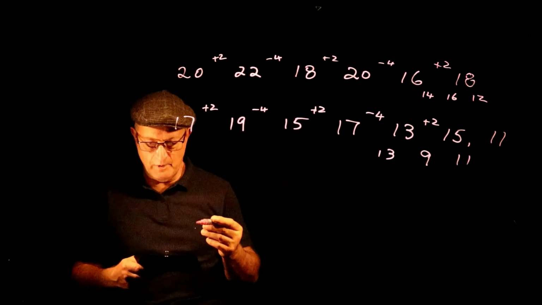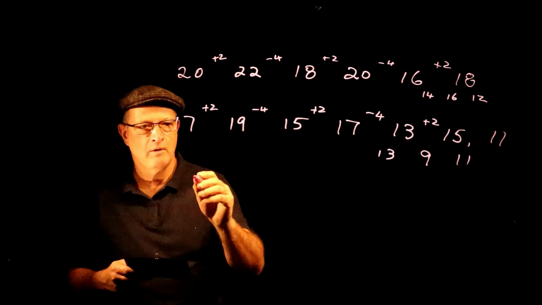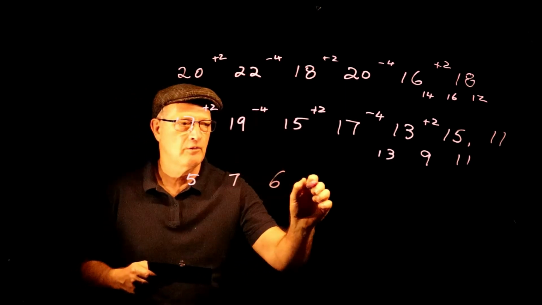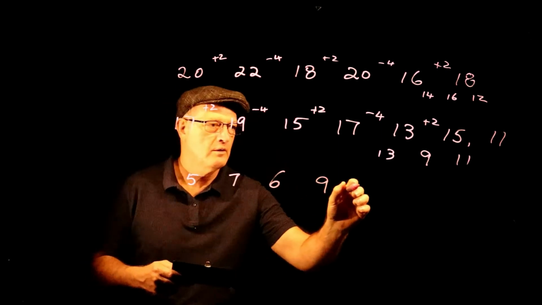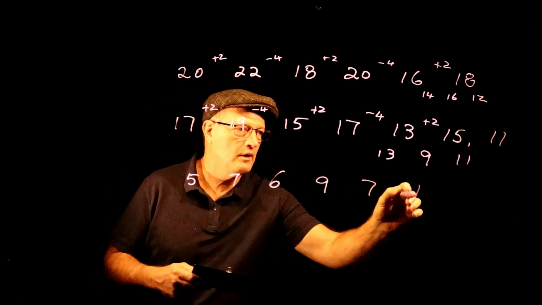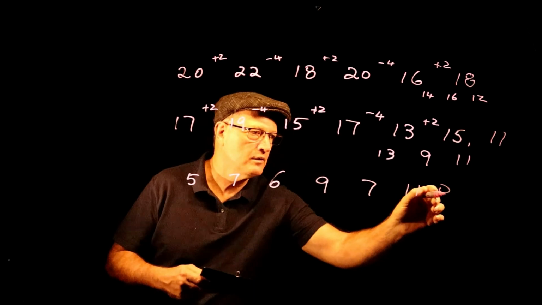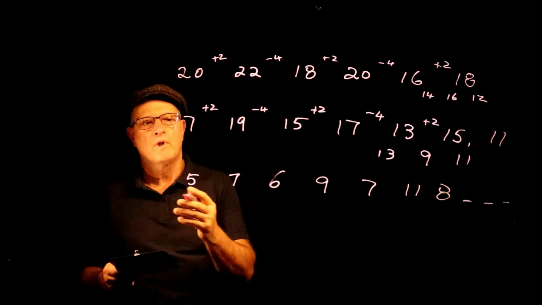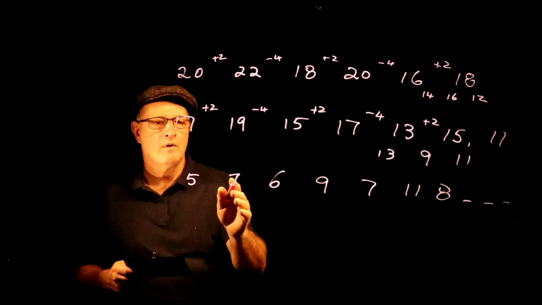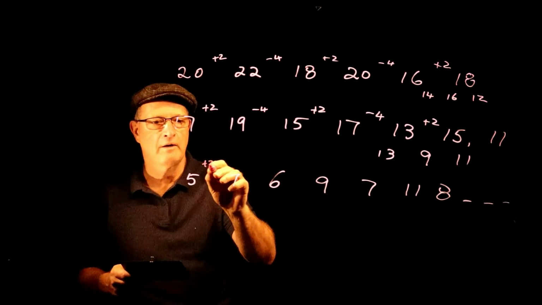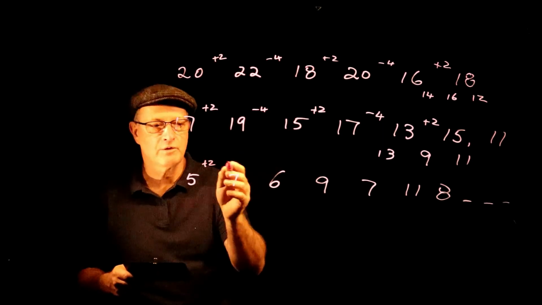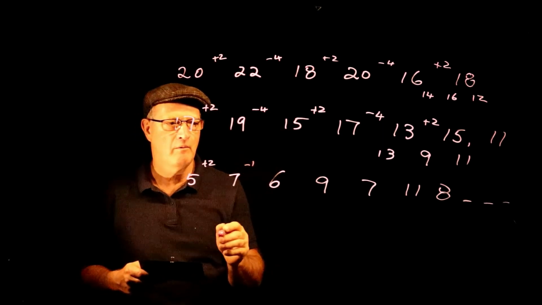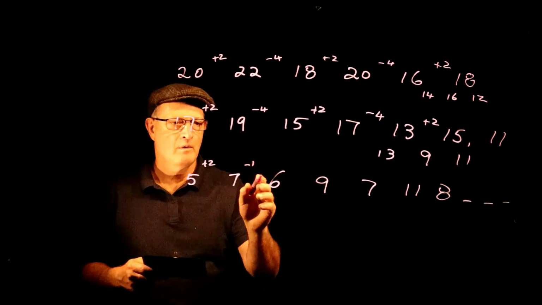Alright, let's have a look at this one. You had 5, 7, 6, 9, 7, 11, 8. What are the next few numbers in that one? Let's have a look at it. What's happening here? We're adding 2. 5 plus 2 is 7. Then we're taking 1. That's 6.